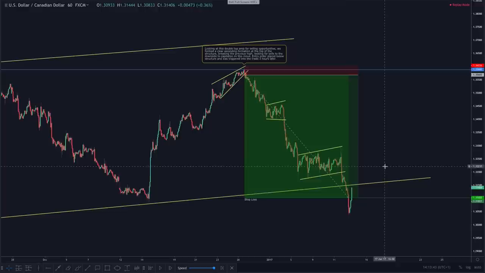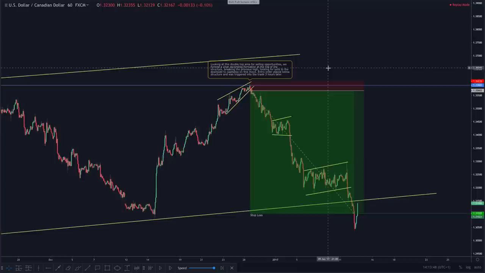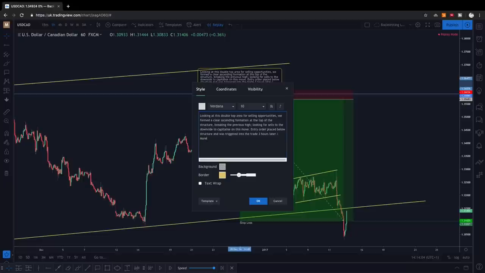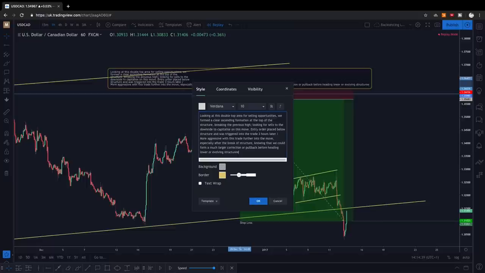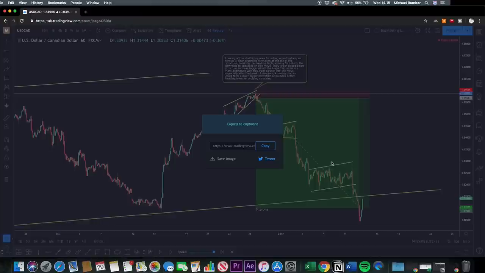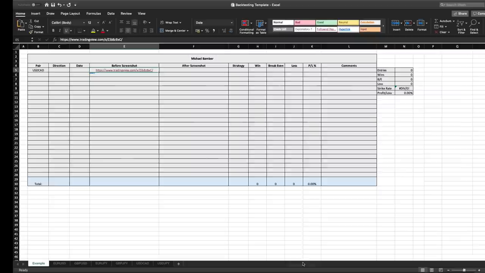What I'm now going to do is take another screenshot, just so that I can see exactly how I managed this. I'm going to add a little bit of information to this. Once again, going to go to this snapshot tool at the top right hand corner of the screen. Take a snapshot. I'm going to copy that. Once again, go to the spreadsheet that I used before, go to after screenshot, and paste that in there.